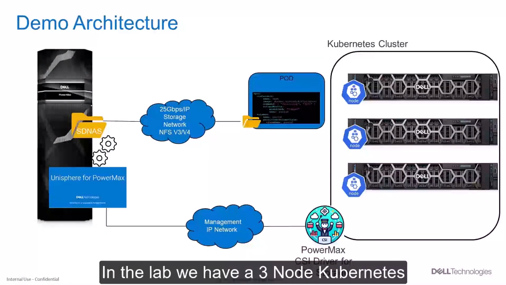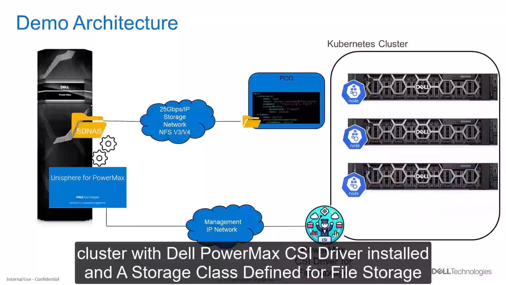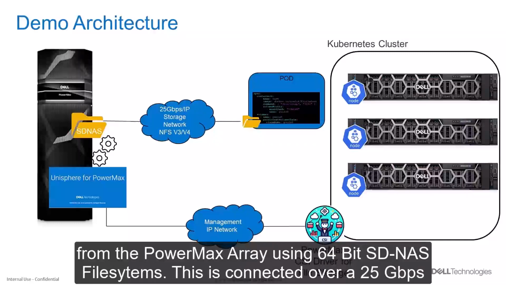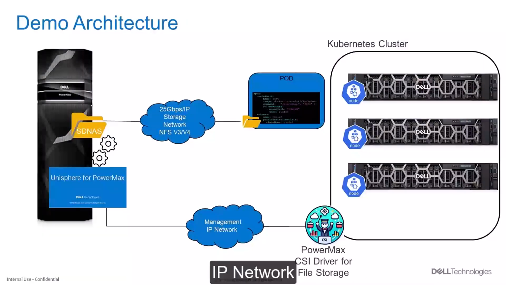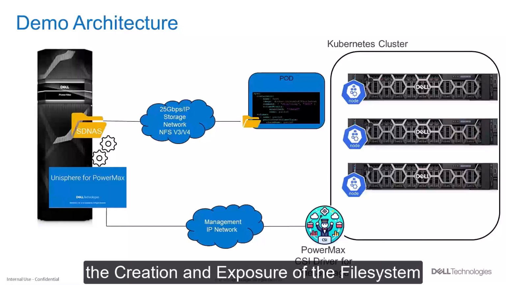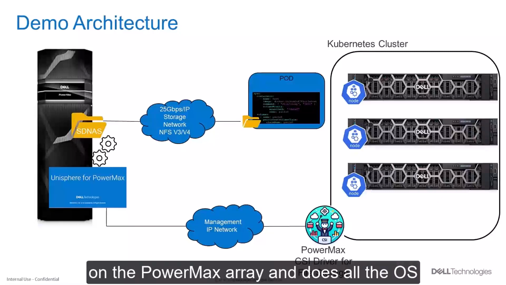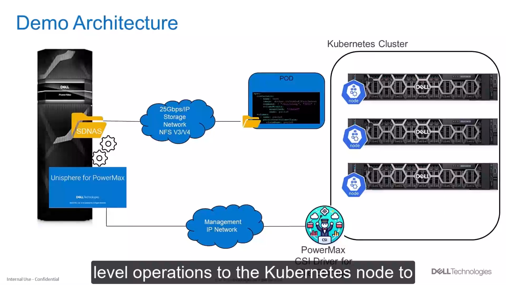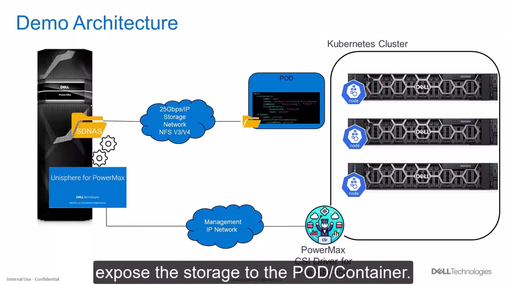In the lab, we have a 3-node Kubernetes cluster with the Dell PowerMax CSI Driver installed and a storage class defined for file storage from the PowerMax array using the 64-bit SDNAS file system. This is connected over a 25 gigabits per second IP network. The Dell CSI Driver for PowerMax orchestrates the creation and exposure of the file system on the PowerMax array and does all the OS level operations to the Kubernetes node to expose the storage to the pod and container.